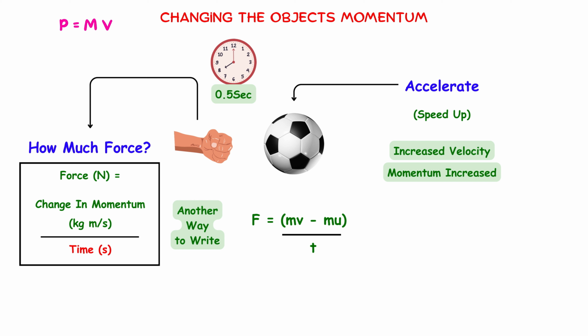An alternative way to express this same formula is by writing the force as the final momentum, represented by mass times final velocity, minus the initial momentum, represented by mass times initial velocity, all divided by time. The final velocity is usually symbolized by the letter V and the initial velocity by the letter U. Let's apply this to another example.